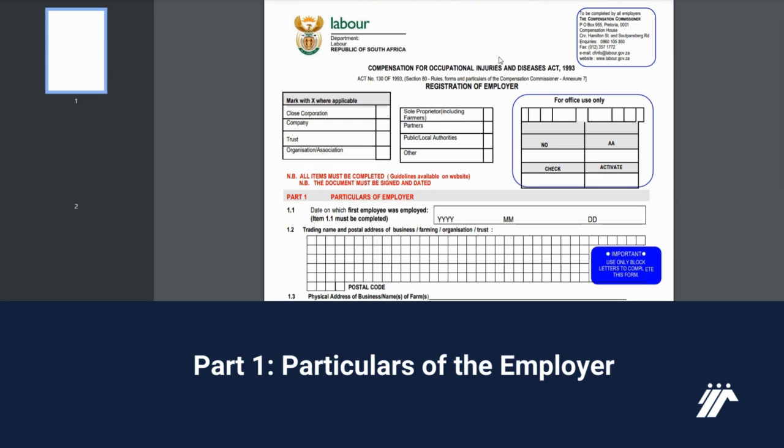Okay, that's perfect. Before I go to part number 1, remember any entity can register for COID. That is where you must tick with an X the type of entity that you're registering for COID for. That is very important just for your own information.